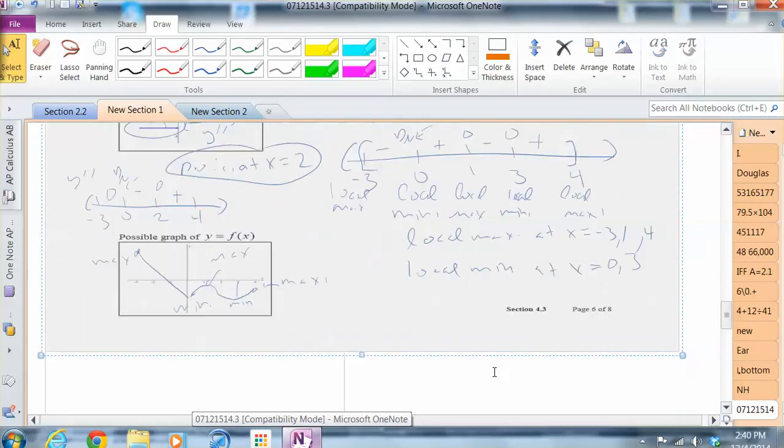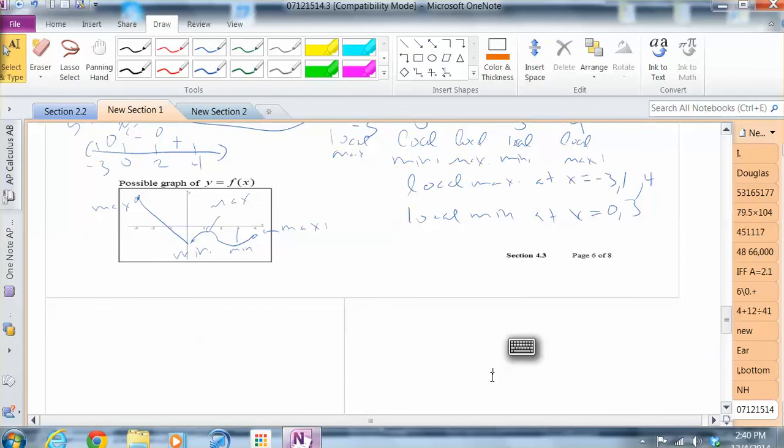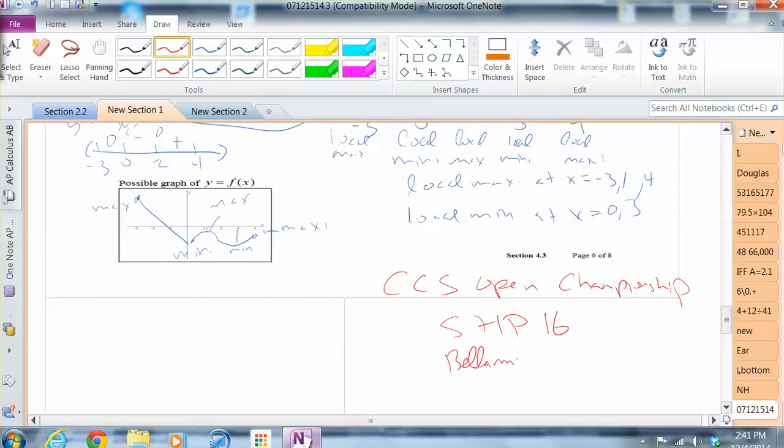Oh, and I forgot my prediction for the CCS Open title. Actually, should have gone red here for Sacred Heart, not blue for Element. CCS Open Championship. I think it's going to be a very, very close, slug it out type of game. I'm going to say SHP 16, Bellarmine 14. We're going on a last-second field goal. It's going to be very dramatic. So that's my prediction.